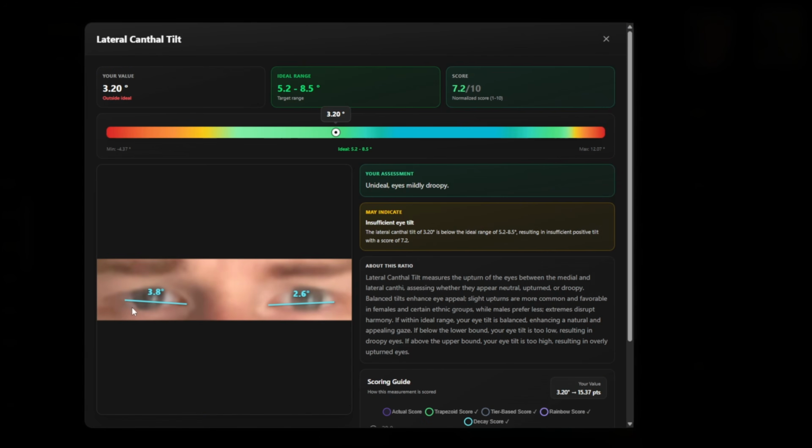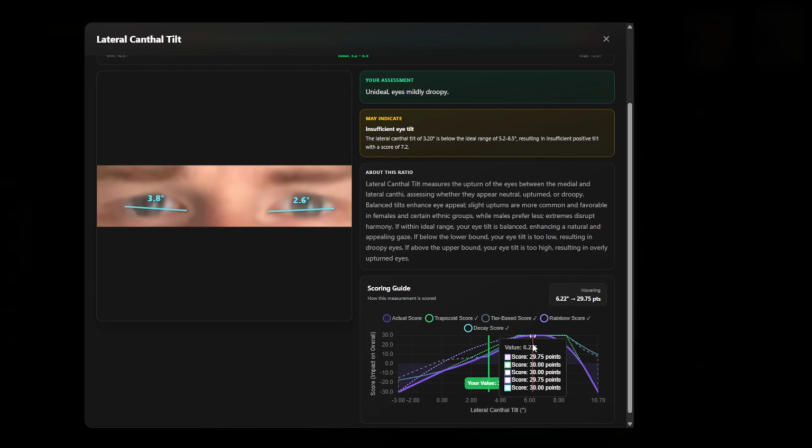Now his eye tilt could be a little bit higher. It's about 3 degrees, on average 3.2. So it's below the ideal range, resulting in insufficient positive tilt, giving him a score of 7.2, which deducts a good amount of points from 30 points. So you can see just how steep the curve is, because that's representative of how you want to have the ideal, it's called koinophilia, averageness range, the ideal harmonious range. And as soon as you stray from that, it starts to get pretty noticeable and severe in terms of deduction.